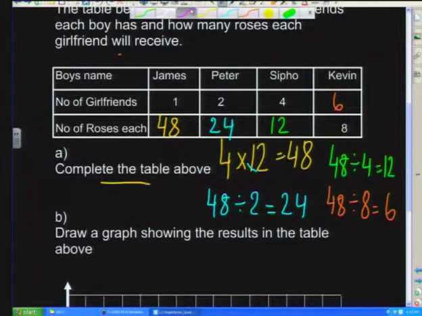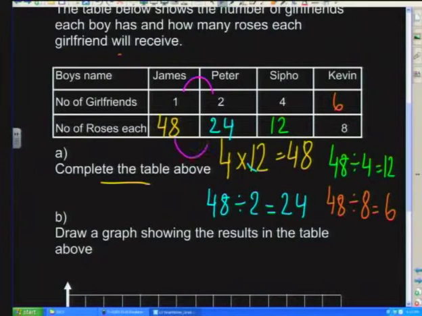Now, what is important to note is that as we doubled that, we went from 1 to 2, what we did was we halved that. We went from 48 to 24. And we did the same thing.